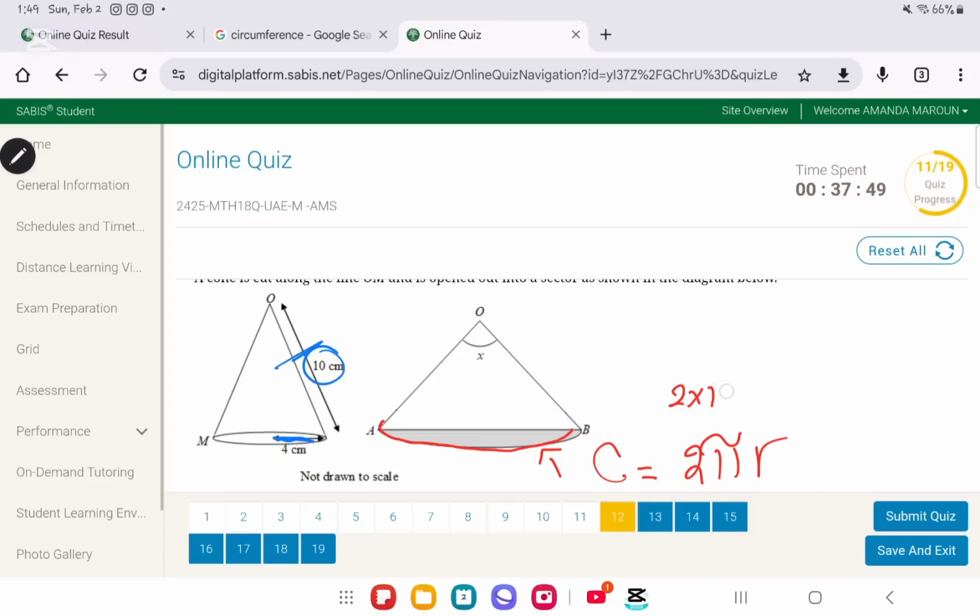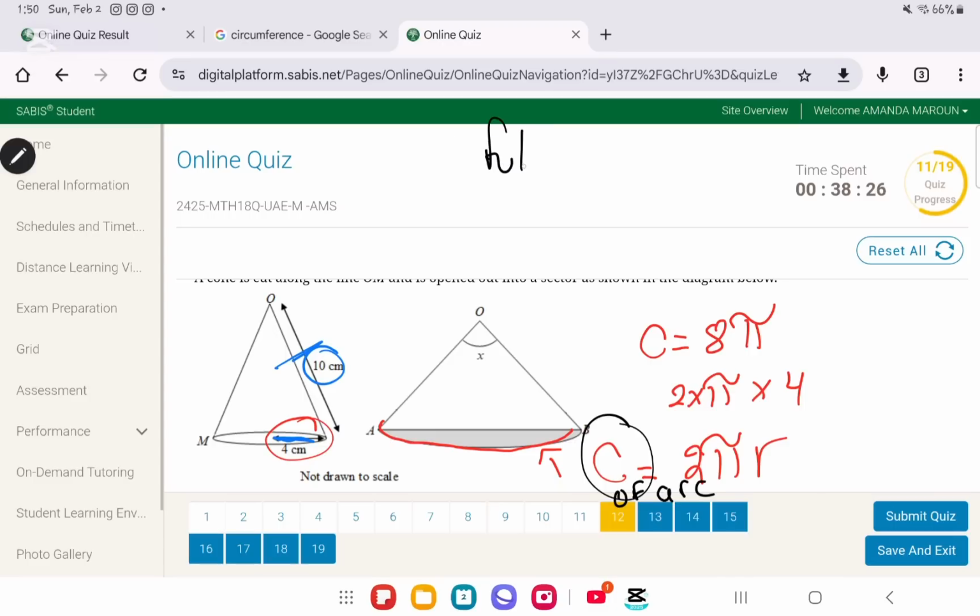2 times pi times 4, because we know the radius is 4 centimeters. So the circumference is equal to 8 pi. Okay? Now here, there's gonna be something a bit different. We found the circumference of the arc. So this is the circumference of the arc.